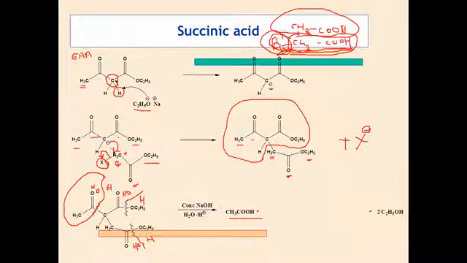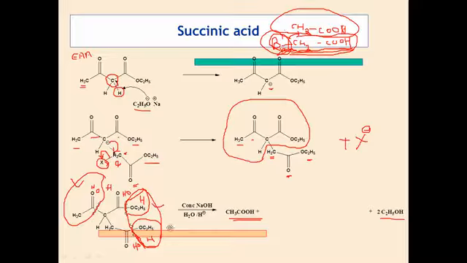Similarly, here you will get another side product. This is C2H5OH, and this is also another C2H5OH. So we have written C2H5OH twice, and this one is the acetic acid. This is one side product and this is another side product.